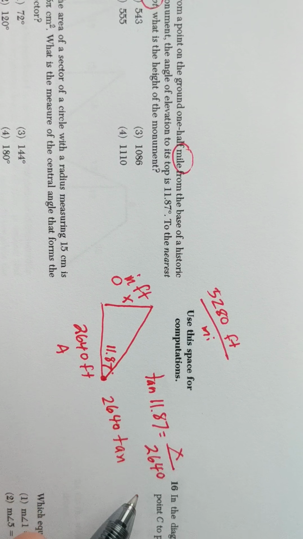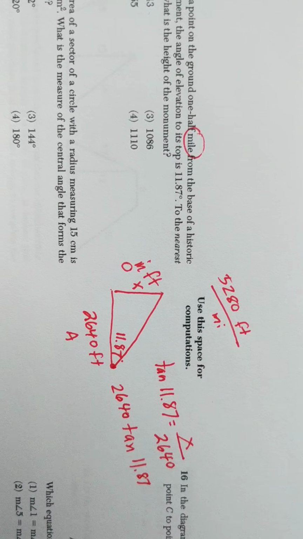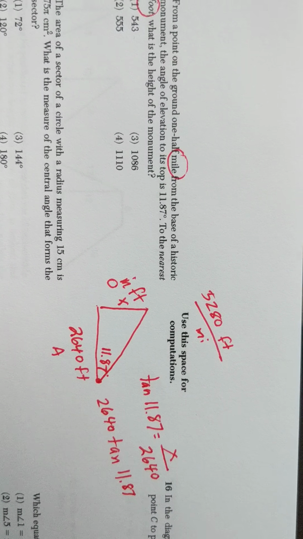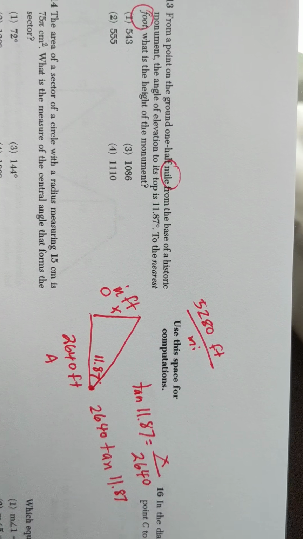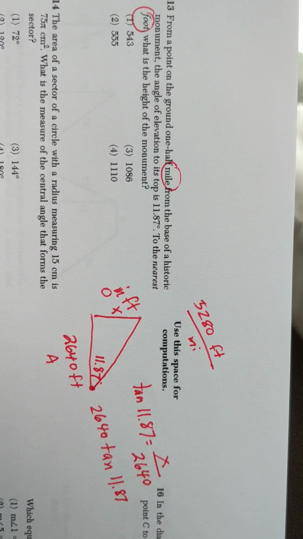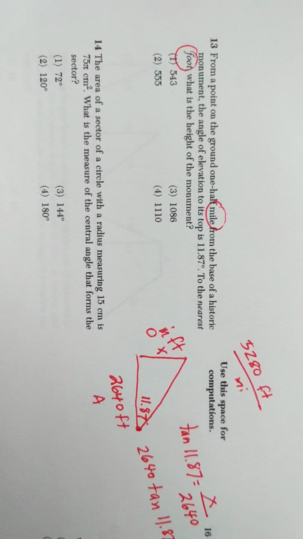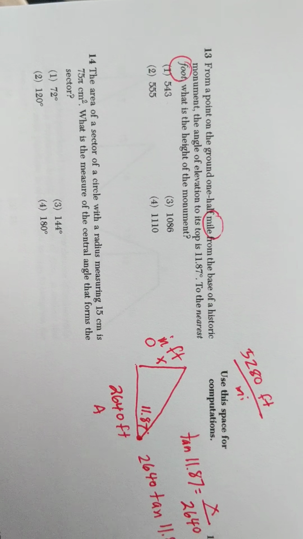2,640 tangent 11.87 equals x, and I'm going to put that in my calculator. And I get 554.89, and we're going to the nearest foot, and so that would be 555. Choice 2.